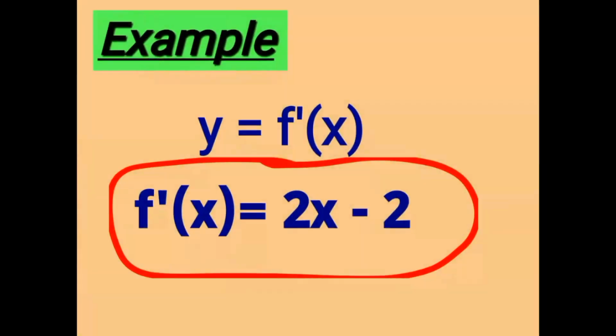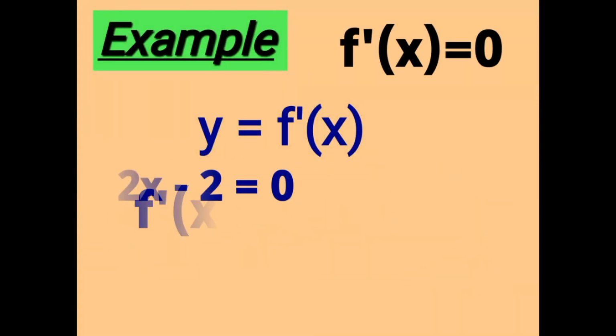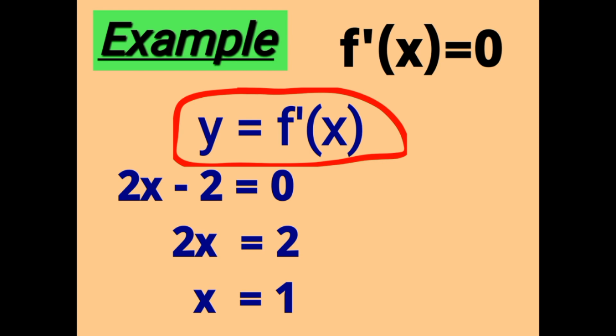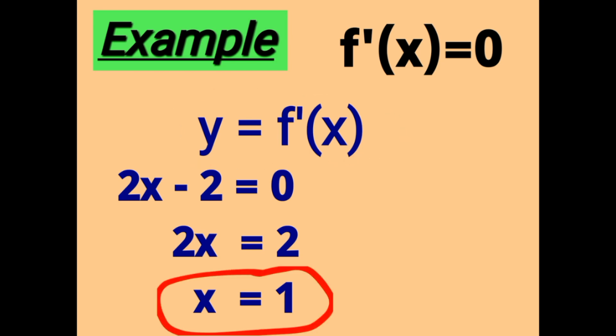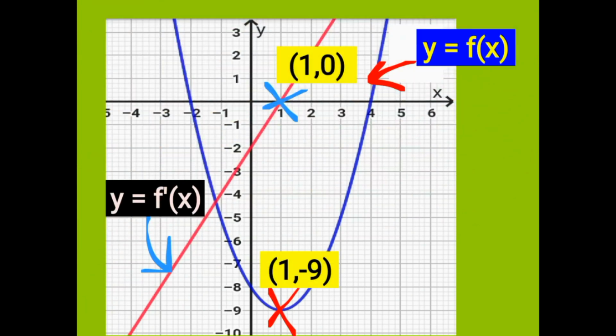So, f dash x equals 2x minus 2. So, when f dash x equals 0, 2x minus 2 equals 0, then 2x equals 2 and x equals 1. That is, the graph y equals f dash x crosses the x-axis at x equals 1. And hence, the x-coordinate of the turning point of y equals f(x) is the same as the x-coordinate of the point where the graph of y equals f dash x crosses the x-axis.